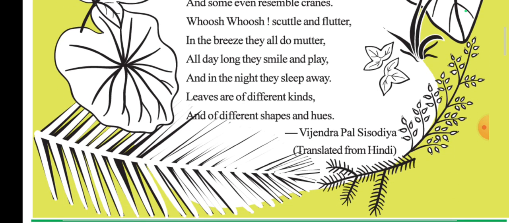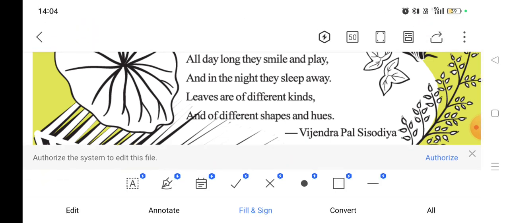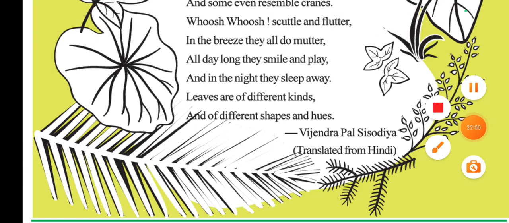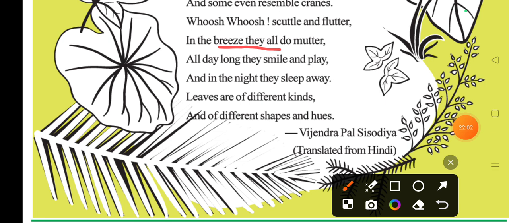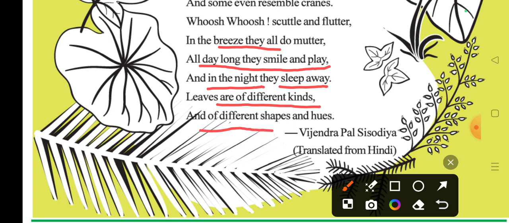Whoosh, whoosh, scuttle and flutter. Whoosh, whoosh, scuttle and flutter. In the breeze they do all mutter. All day long they smile and play, and even the night they slip away. Leaves of different kinds and of different shape and hues.